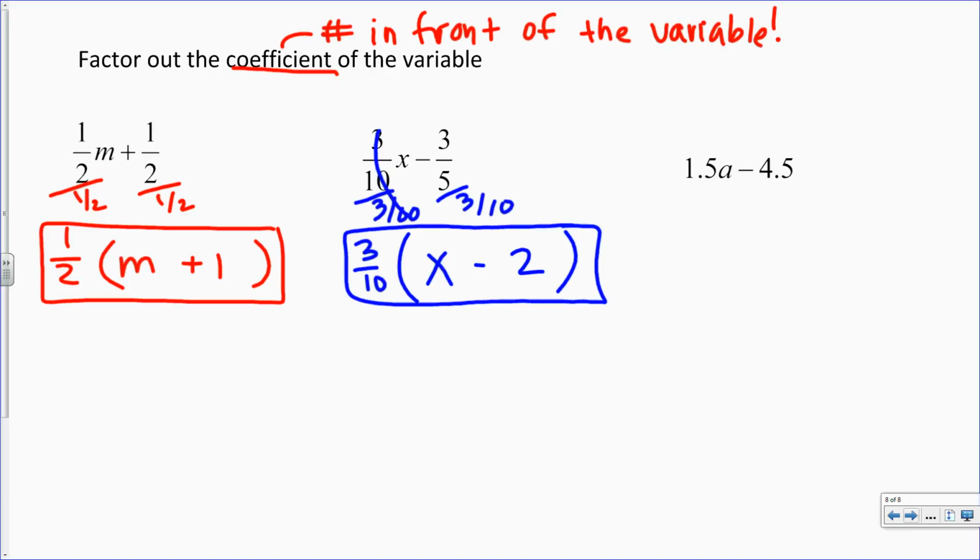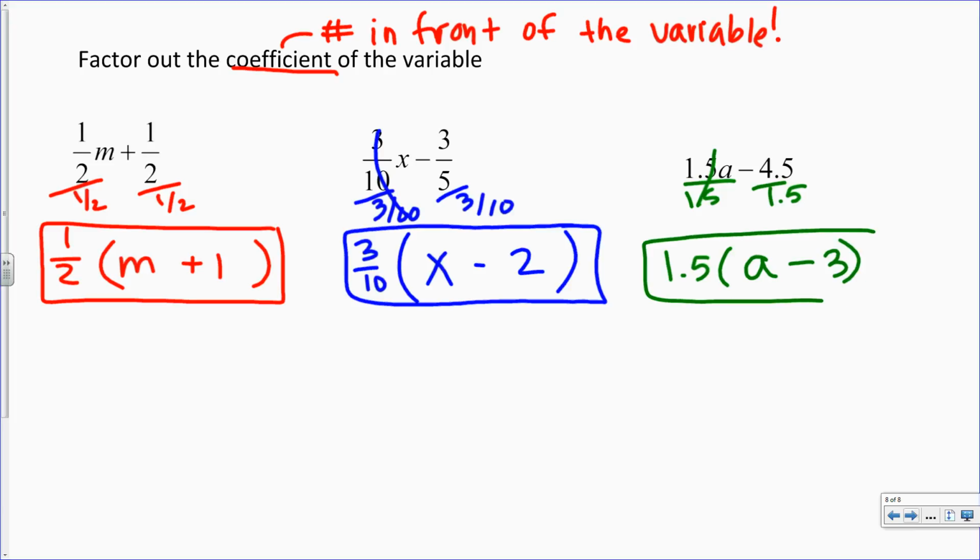Okay, hopefully you've taken a chance to try this one. The leading coefficient is 1.5, so you're going to factor out 1.5, which means you divide each thing by 1.5. Again, you're going to get just your variable by yourself, and 4.5 divided by 1.5 is just 3, so you would say -3. And that is what factoring is. Factoring is just working through to get something you undistribute.